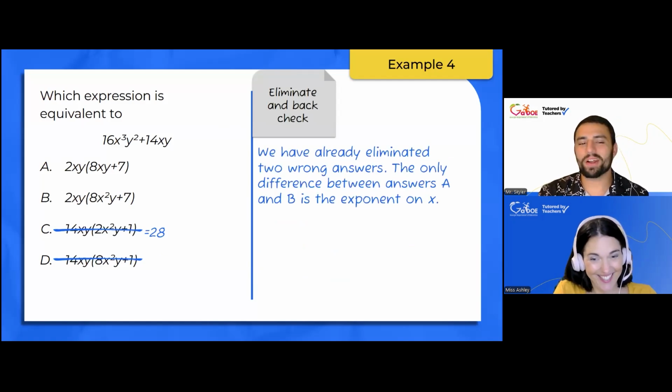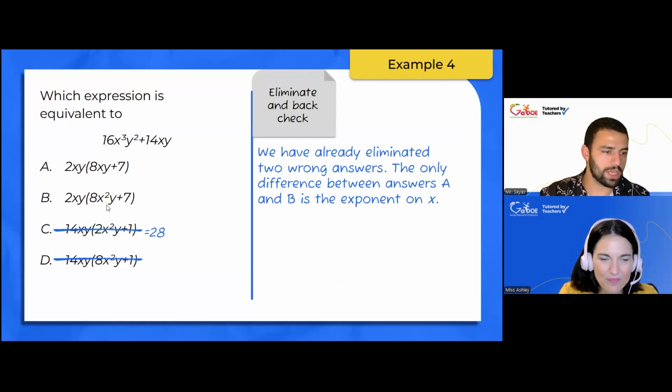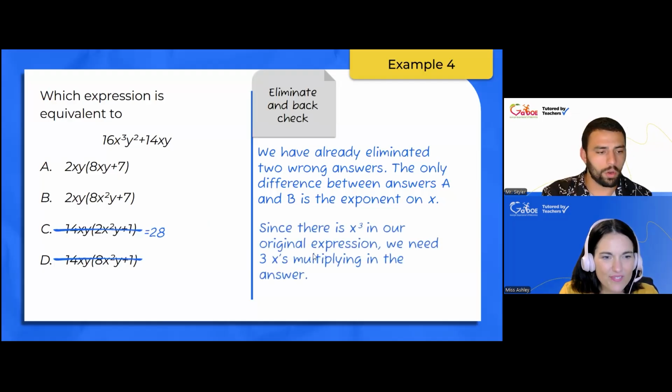Now, we've already eliminated 2 of our wrong answers. We slashed 2 trashes. The only difference between A and B is the exponent on x. You see how those are almost identical? So even if you had to guess from this point, you would probably be doing pretty good just because you slashed some trash, right? If that's your educated guess, you're doing great. We're going to take it a step further.